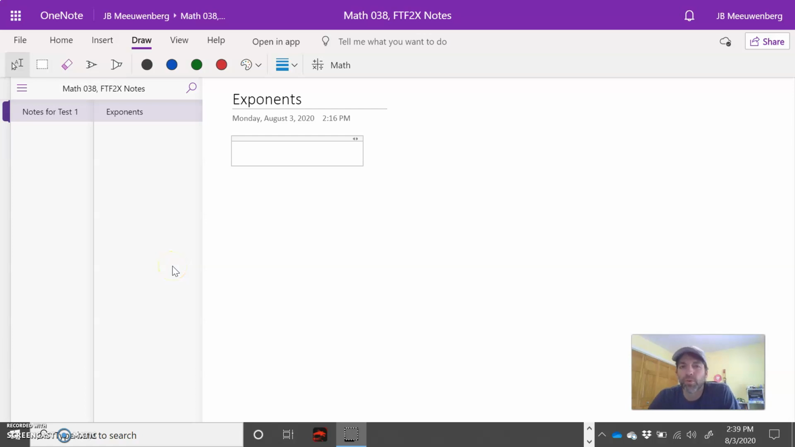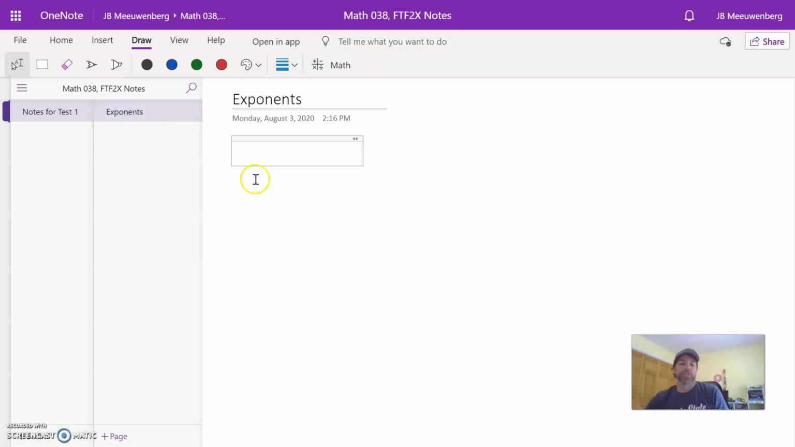All right, we are going to start by talking about exponents. And just like everything in math, it's full of terminology. There are all sorts of words that you're going to need to know when dealing with exponents. And so the first thing I'm going to do is draw out a typical mathematical expression that involves exponents.